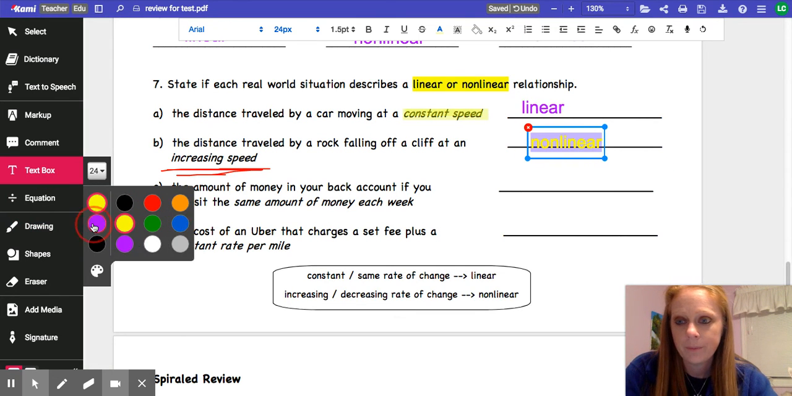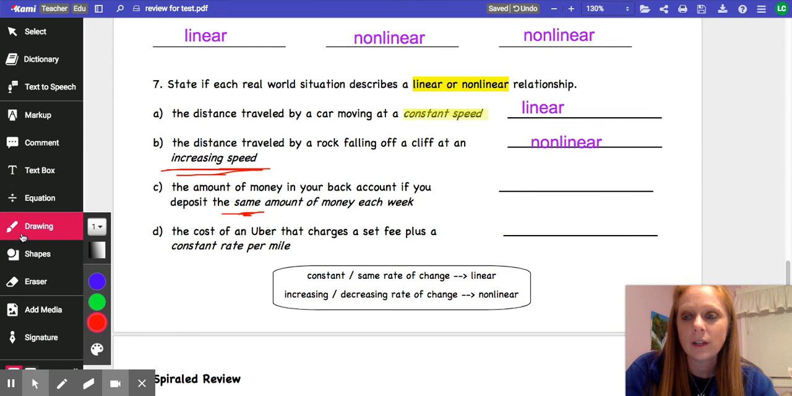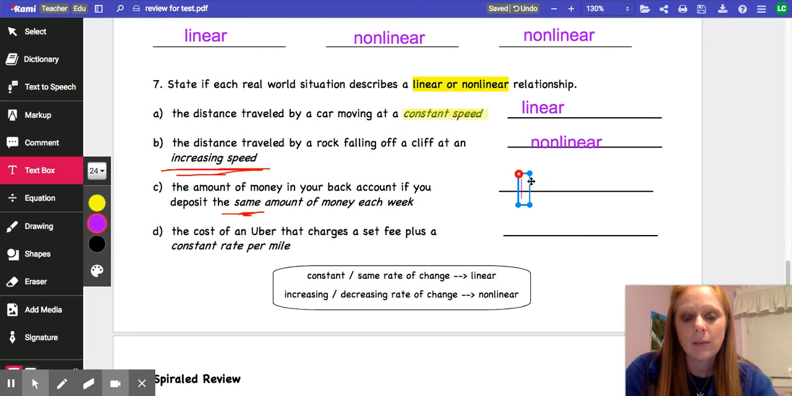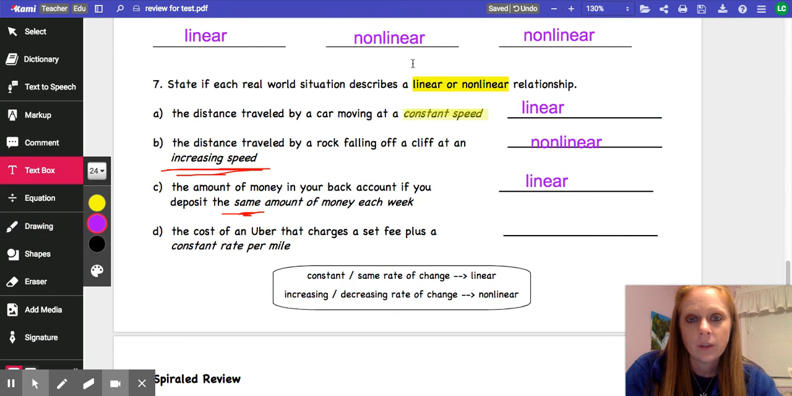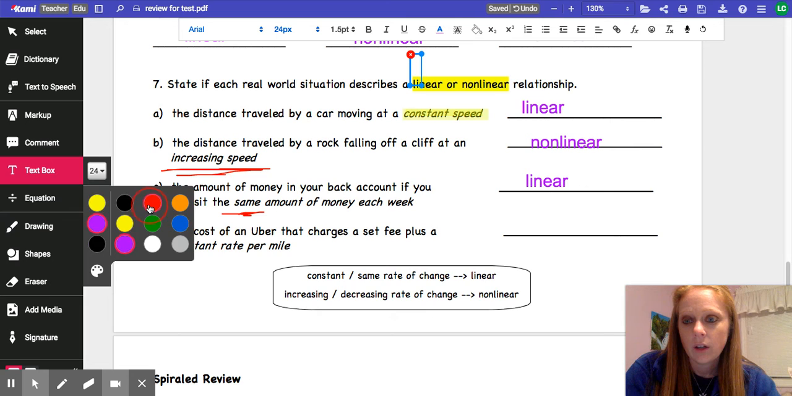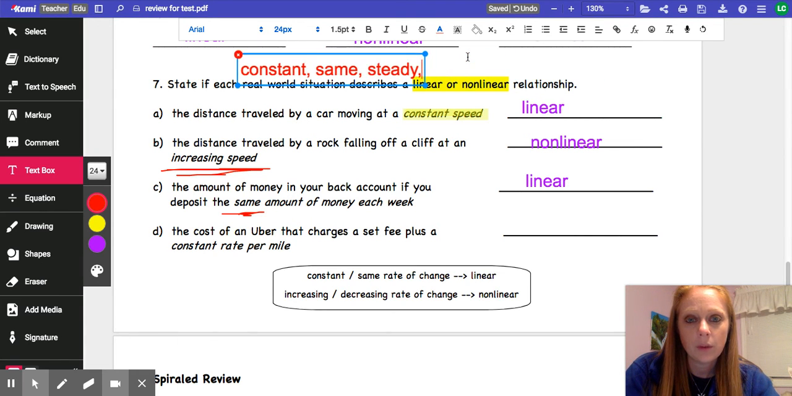The amount of money in your bank account if you deposit the same amount each week. Keyword is same. If it's the same amount each week, then it is linear. So I'll just real quick write in a text box, in a different color. For linear, you're going to look for keywords like constant, same, steady. Those are some words to help you with linear.